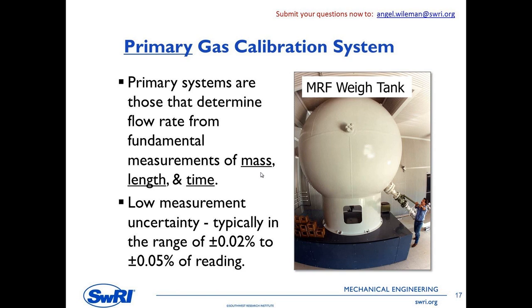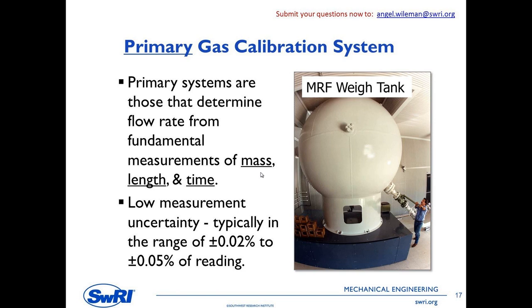Okay, so calibration systems. I mentioned primary calibration system. This is an example of our weigh tank system at the Metering Research Facility. Essentially what we have is a large spherical vessel that's sitting on a scale. The guy on the right of the picture, his name is Joe. He is not a midget. He's a full-size guy. The tank's pretty big. It's about a 10-foot diameter sphere.